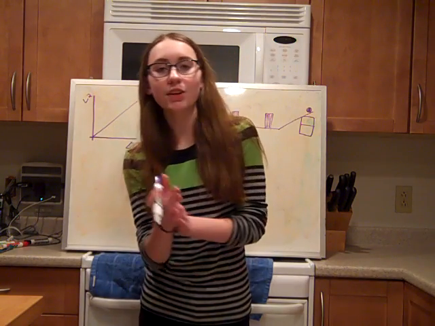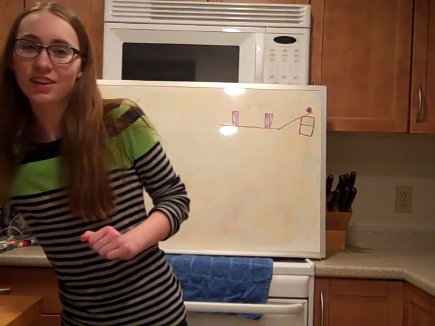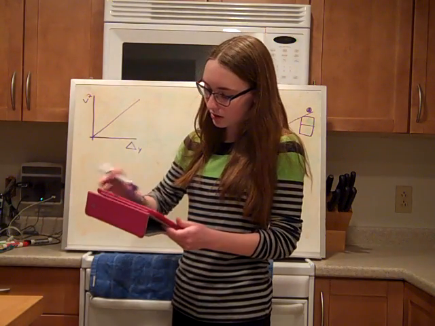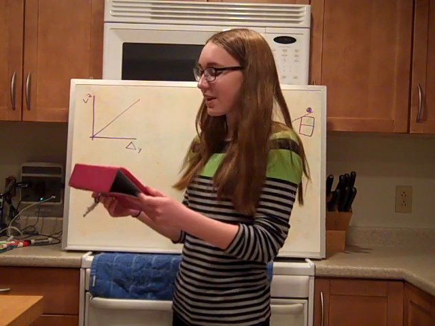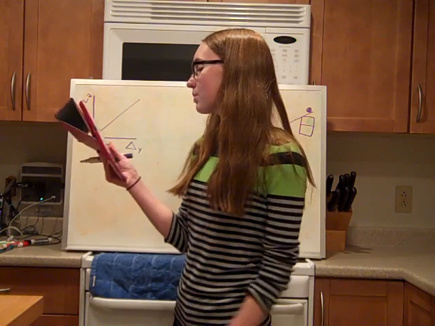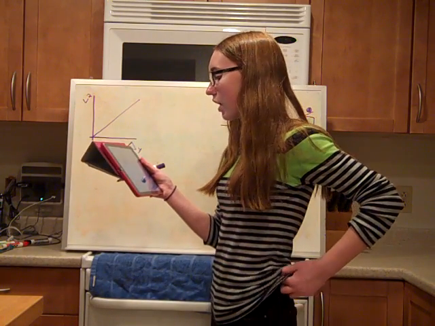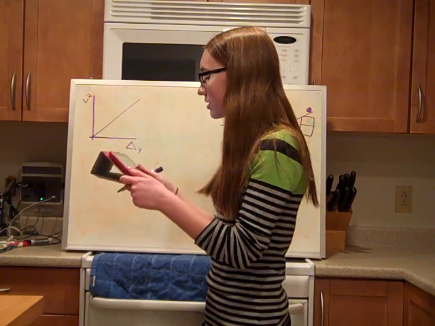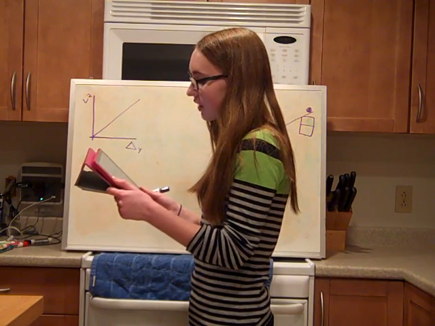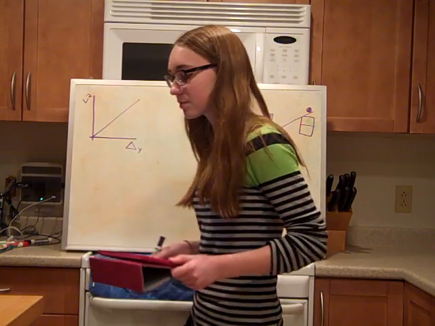Today I'm just doing a quick video to show you how to do number 5 on lab 7, which is, let me open my iPad. Assuming gravitational potential energy is transformed into translational kinetic energy only, show that the slope of v² versus delta y should be twice the gravitational acceleration of the Earth, 2g.